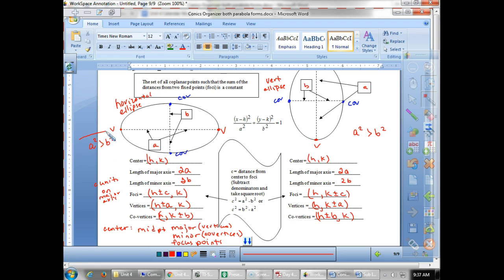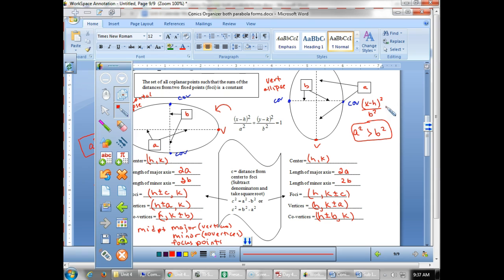Just remember a squared is larger than b squared. So this is really the equation for this ellipse. Let me show you what the other one would look like. It's the same thing, but it'd be (x minus h) squared now over b squared, because this is a smaller movement. And then it would be plus (y minus k) squared over a squared is equal to 1.